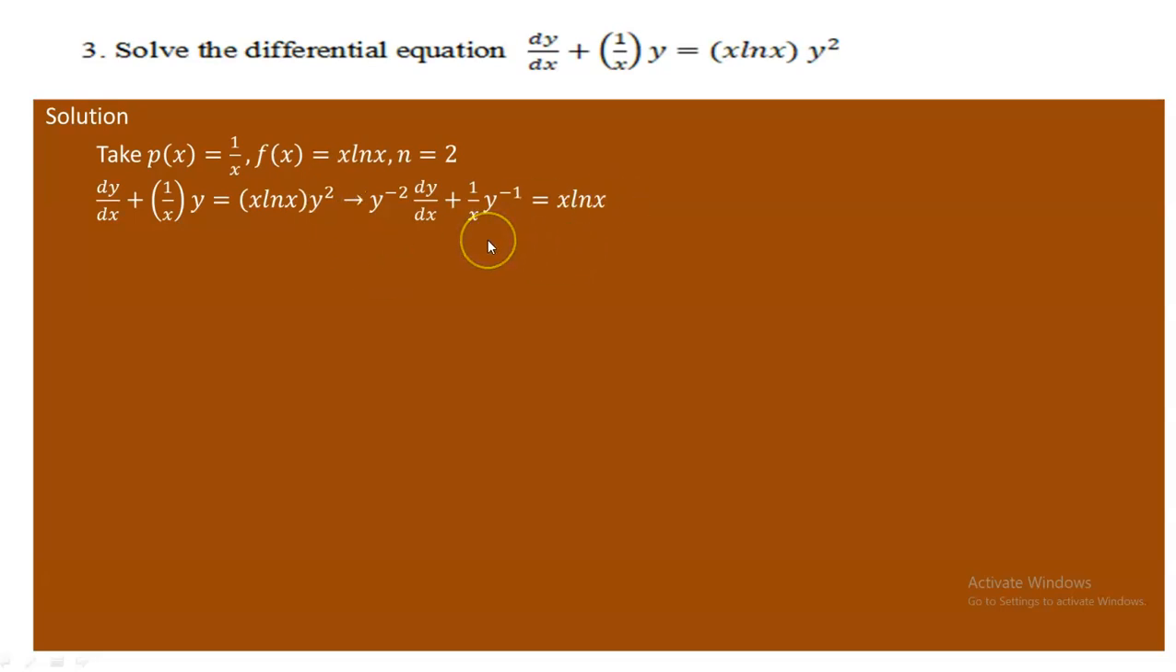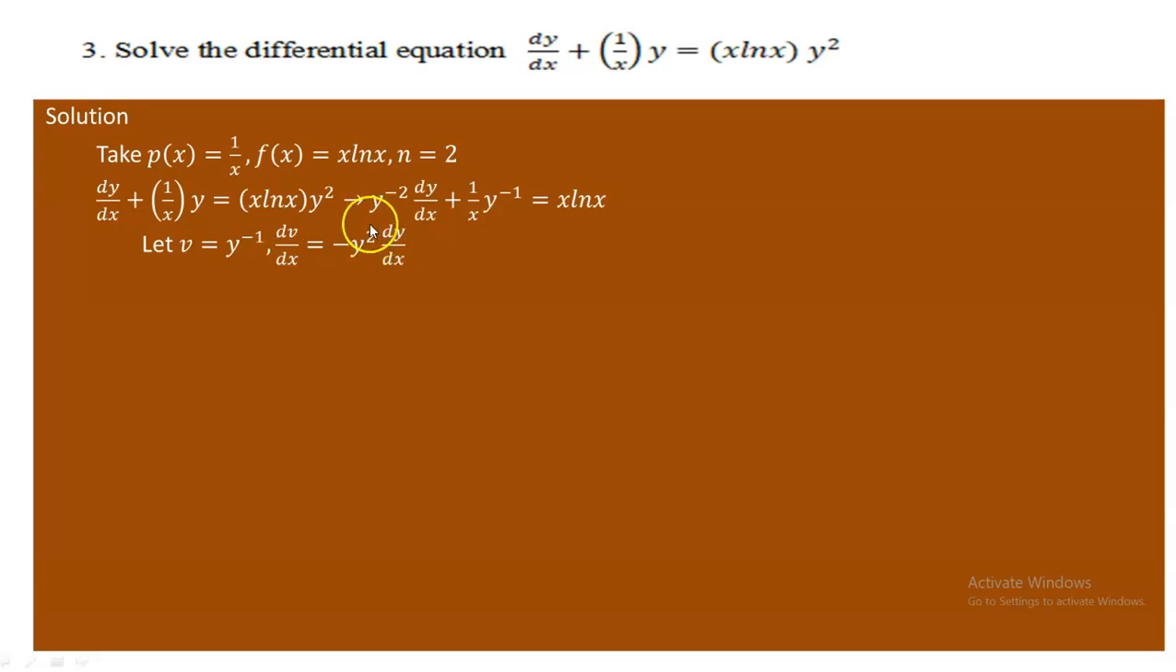Now our intention is to change this to linear form, so call y to the power of minus 1 v. If you let v be y to the power of minus 1, dv by dx is going to be minus y to the power of 2 dy by dx, which actually is minus 2. As you are bringing this minus 1 down, minus y can come, but as you are subtracting 1, minus y to the power of minus 2 can come.